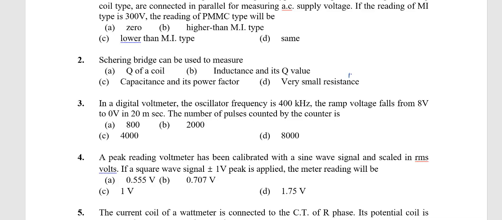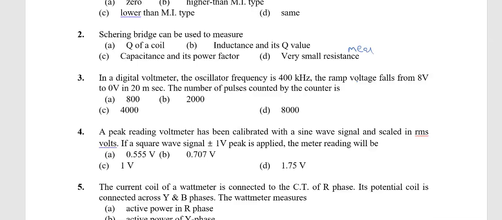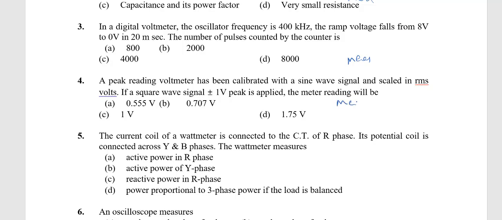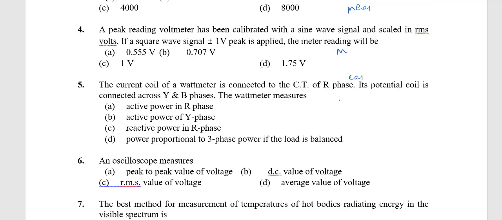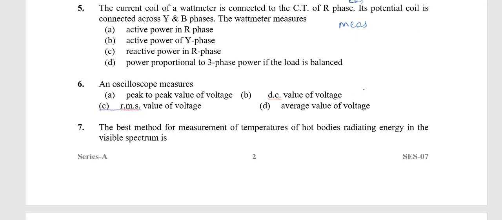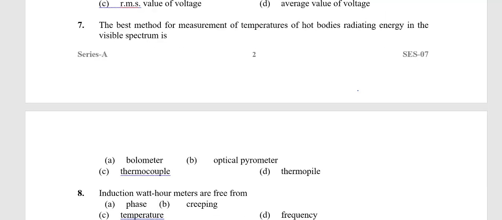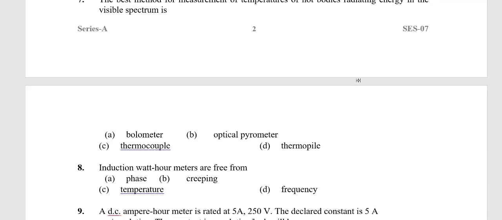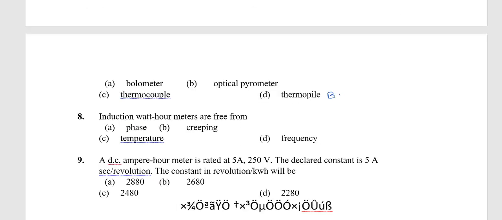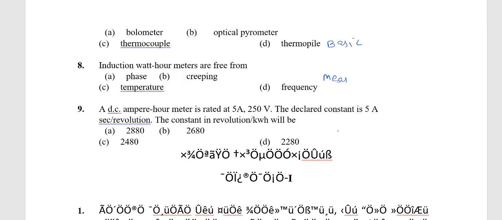Again, second question, measurements. Third question, measurements. This one, CT, so measurements. Oscilloscope, measurements. Best method of measurement of temperature of hot bodies radiating energy in the visible strip. This is a basic question, like a physics question, induction. Again, measurements.